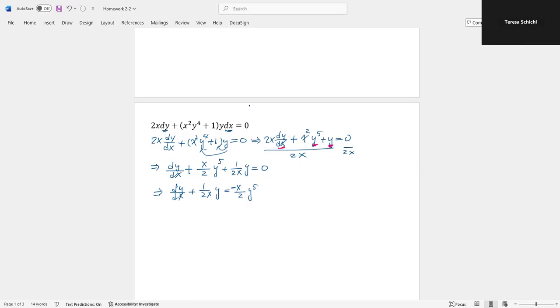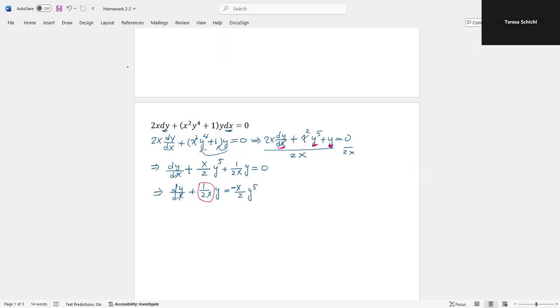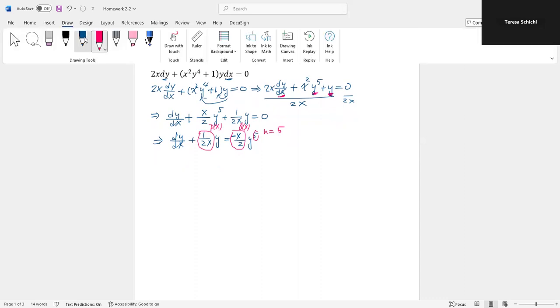So this will be my P(x). Like we said before, this will be my P(x), this is my Q(x), and this is my n. So n is equal to 5. So this satisfies the Bernoulli equation condition, and I know I can solve this problem by using the Bernoulli equation approach.